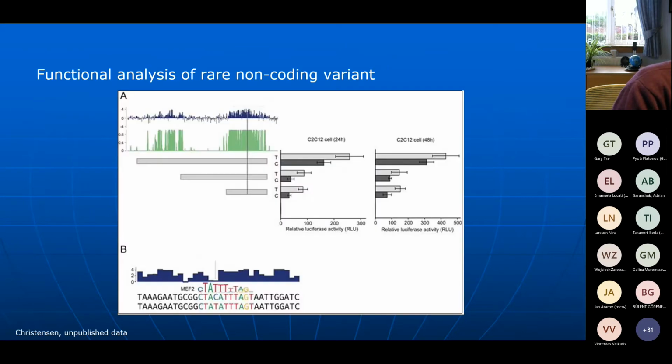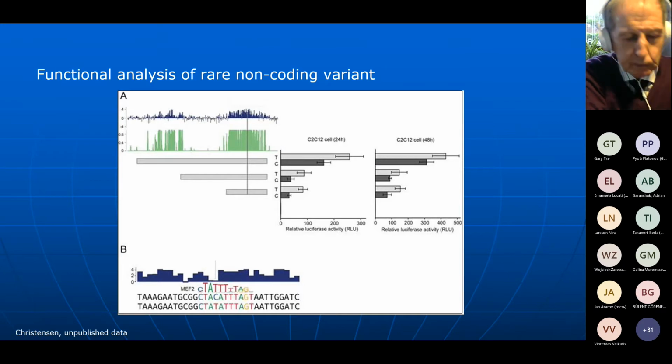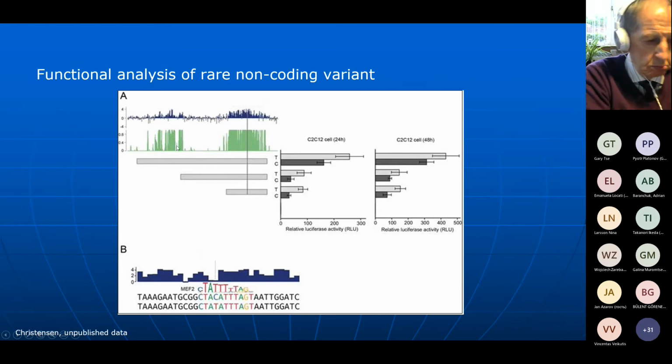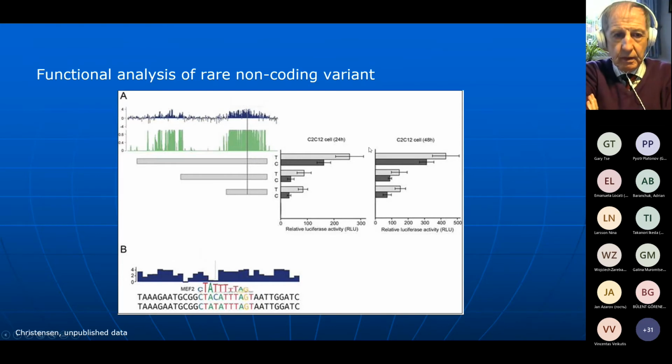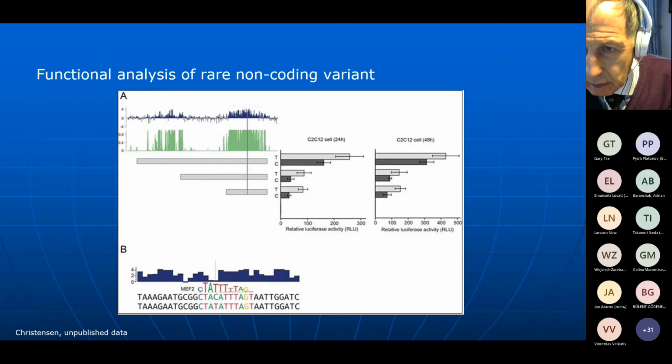And what we did as the next step was that we amplified this area in 3 different fragment lengths, and that's what's shown here in the gray blocks on the left. That's the area of interest in 3 different fragment lengths, and we cloned it into C2C12 cells. And what we found there was that the mutant allele actually had increased activity, suggesting that the presence of the mutant actually increases activity of this locus.